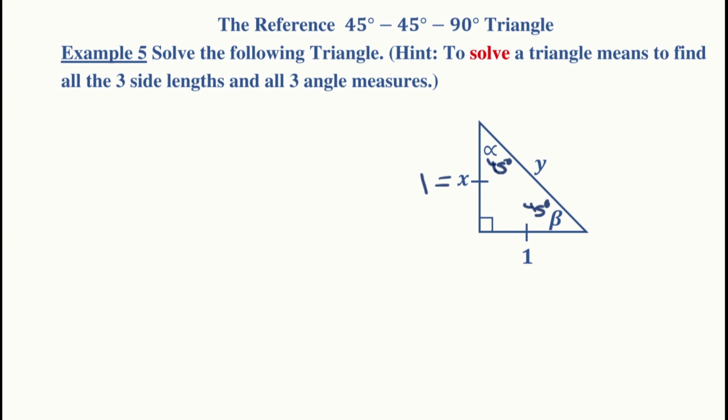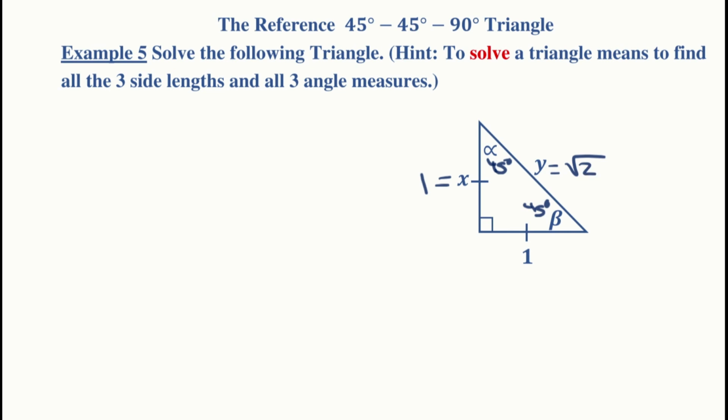And remember, this is exactly the reference 45, 45, 90 triangle, right? In fact, in deep disguise. So we know that y is going to be what? y is going to be the square root of 2.